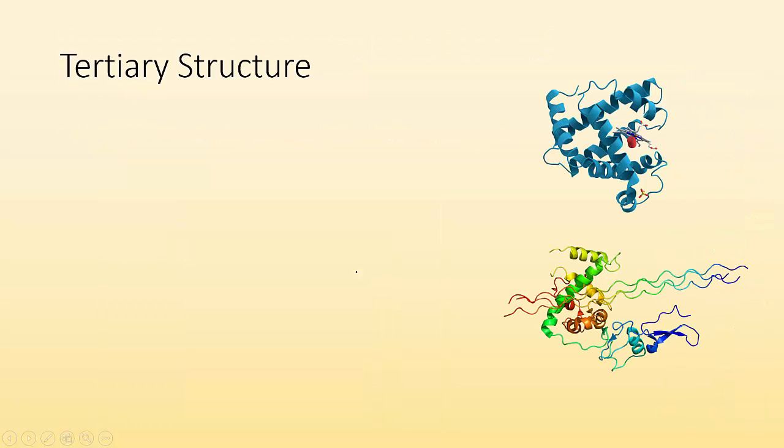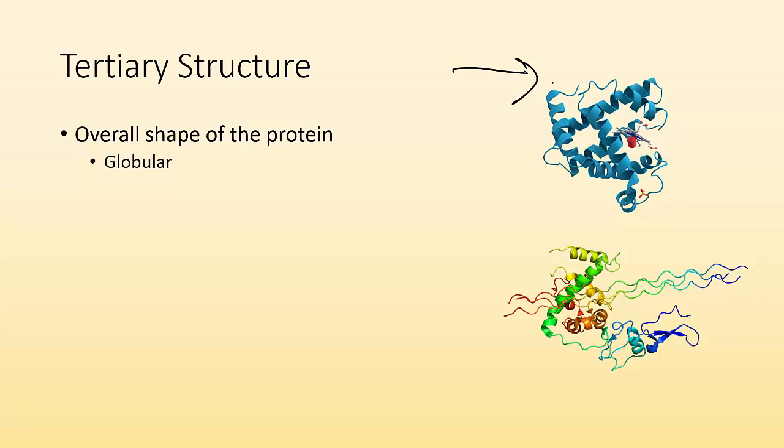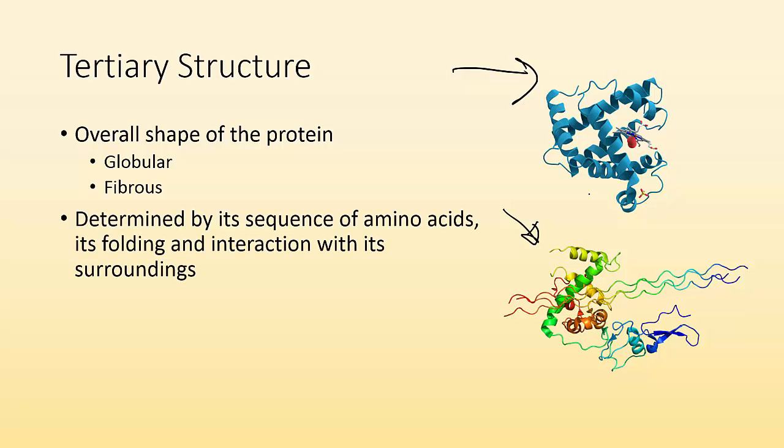All right, so we have tertiary structure. We have these beta sheets and these alpha helixes, but overall, what happens to the shape of the molecule? So it's the overall shape of the protein. Is it going to be a globular protein where it looks like a glob? Or is it going to be a fibrous protein, which looks like a fiber? It's longer than it is wide. It looks like a fiber as opposed to a glob. So this is determined by its sequence of amino acids, its folding, and its interactions with its surroundings.